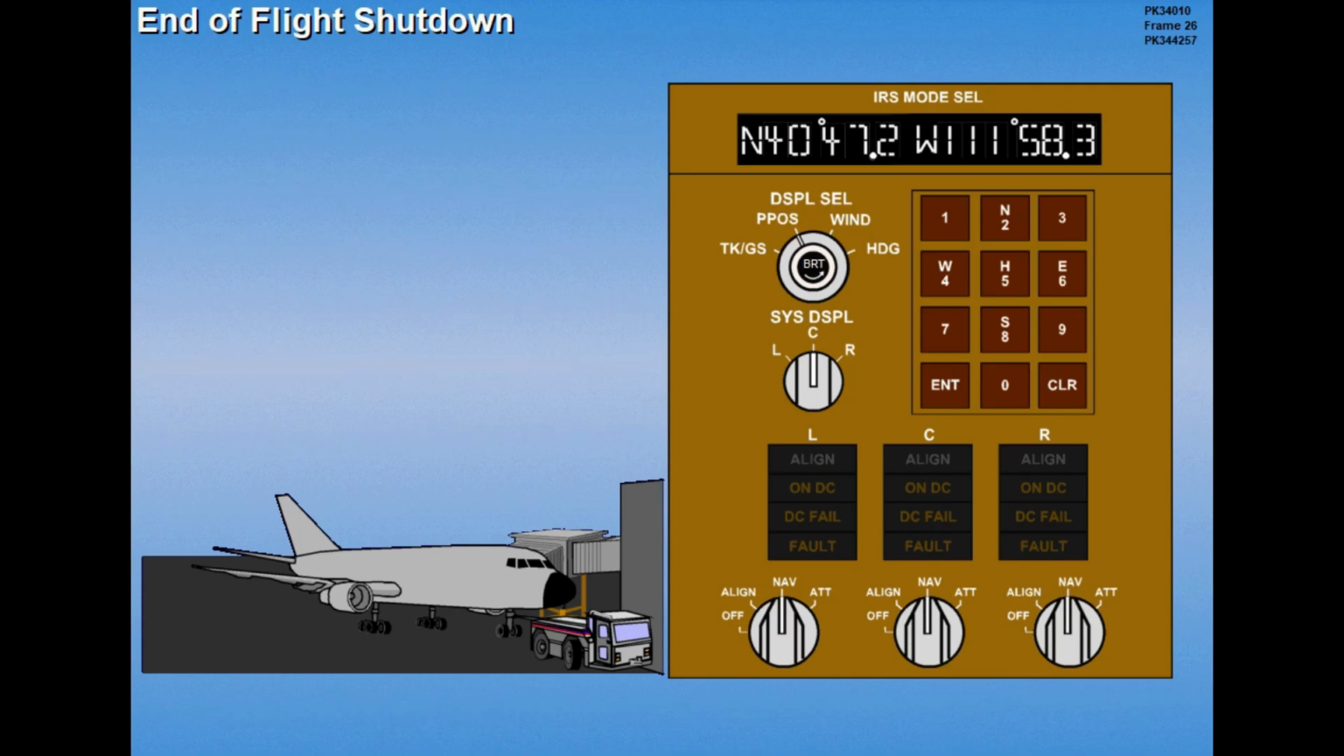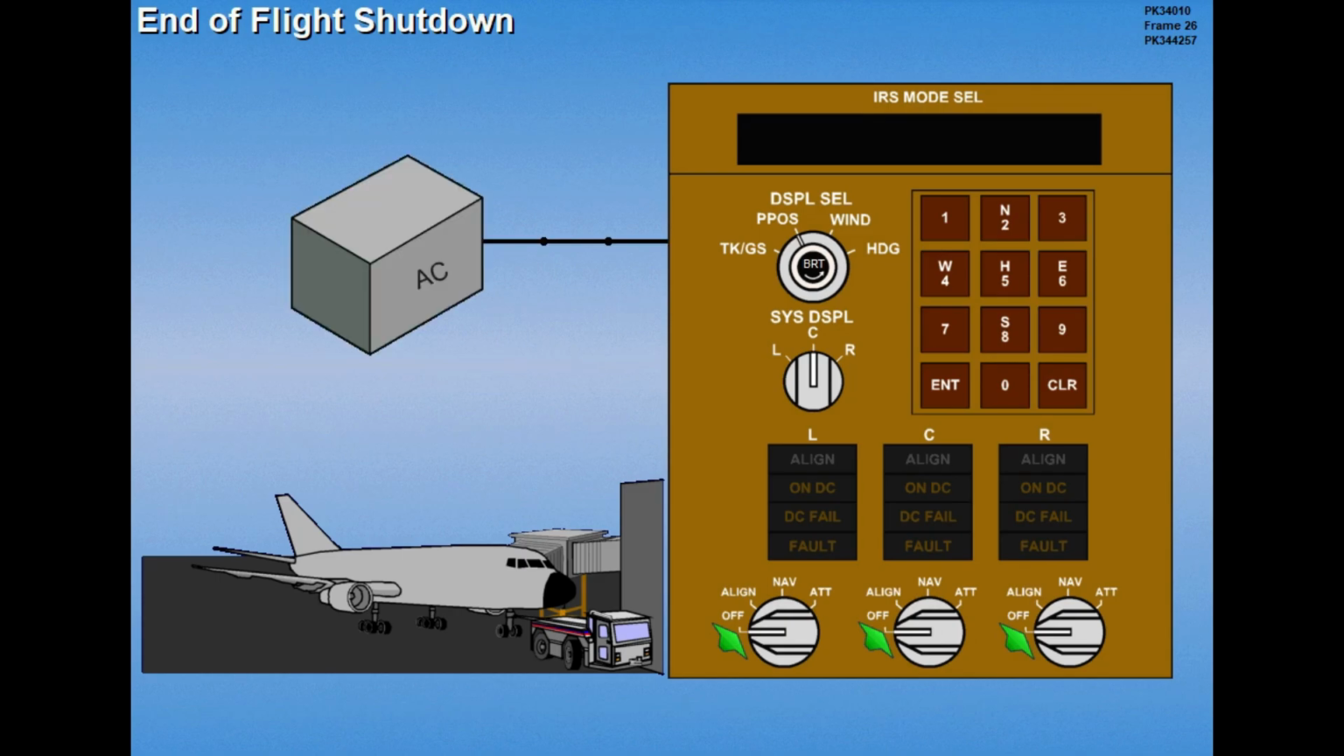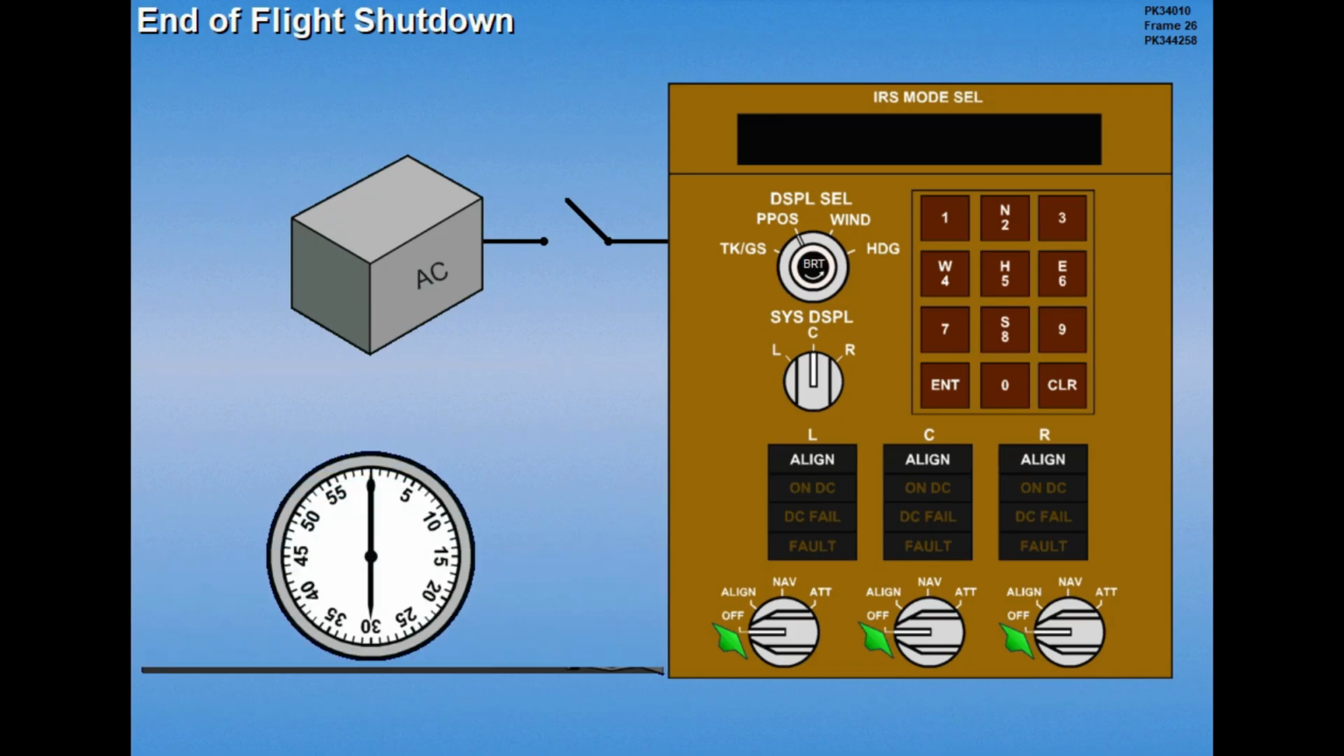At the end of the flight, the IRS system should be turned off prior to removing AC power from the aircraft. This prevents automatic transfer to battery power, which results in battery discharge and also prevents the crew horn in the nose wheel well from sounding. The align lights illuminate for approximately 30 seconds as the system goes through a shutdown process. Now try some questions.